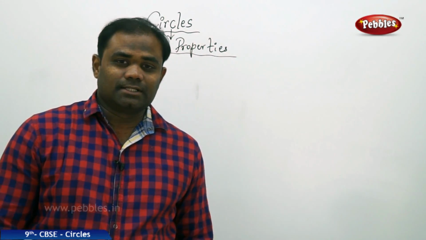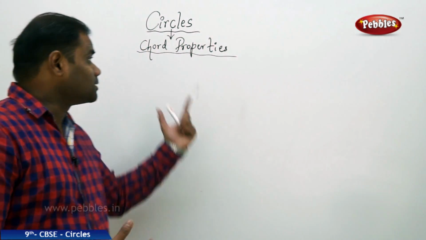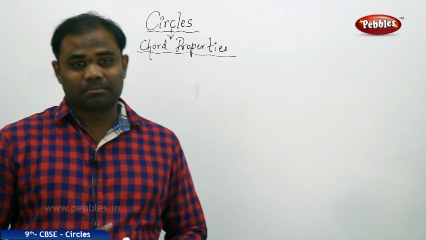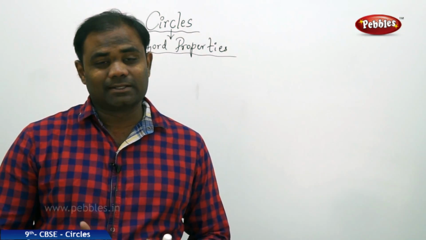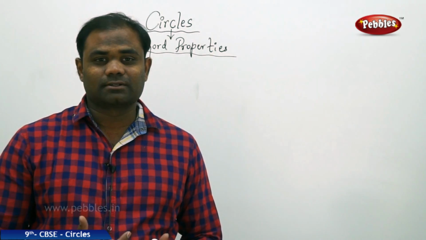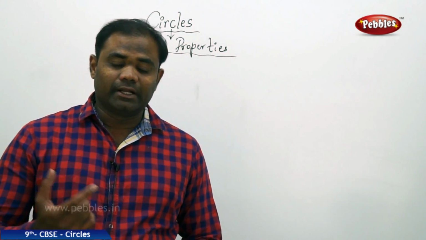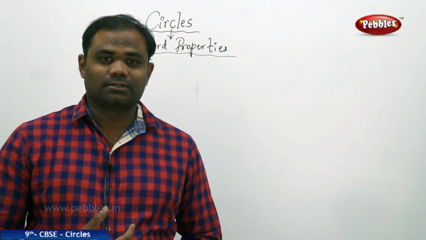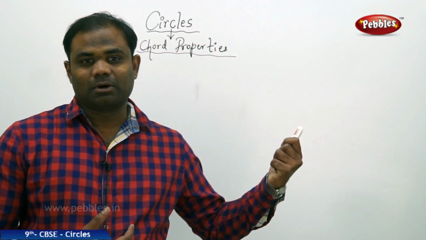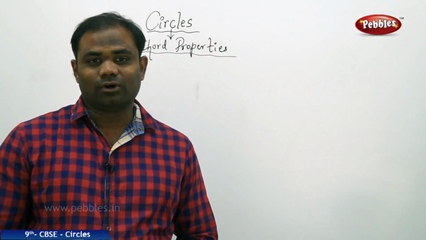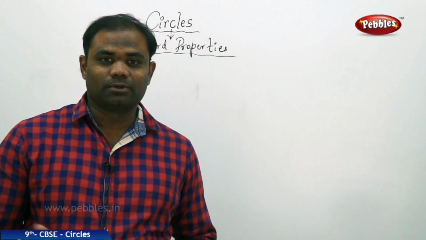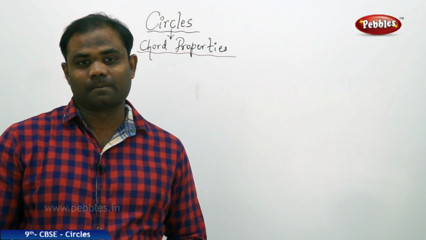Now that we have discussed the chord properties connecting the angle subtended by the chord at its center or at its circumference of the circle given, let's see some additional properties connecting the chords. This session is about property number 2 of the chord properties connected with the circle.